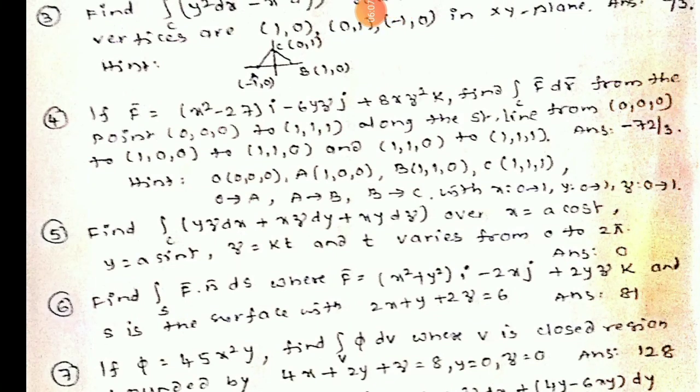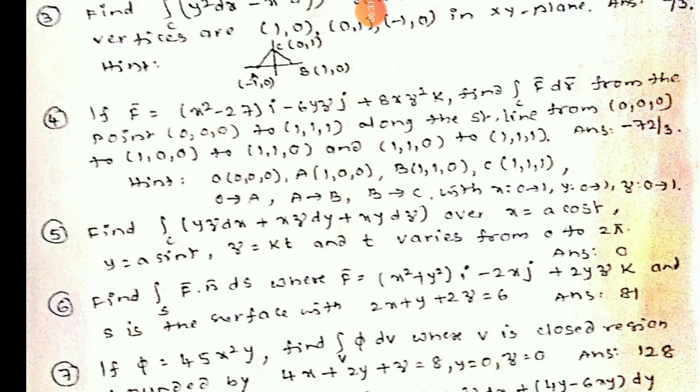Integral over C, some function is given, with x equal to a cos t, y equal to a sin t, z equal to kt, and t varies from 0 to 2 pi. So already a line integral is given, f bar dot dr bar, they have made the simplification. The x value, y value, z value they have given. Better you calculate the dx value, dy value and dz value.